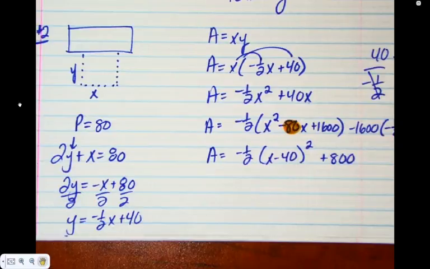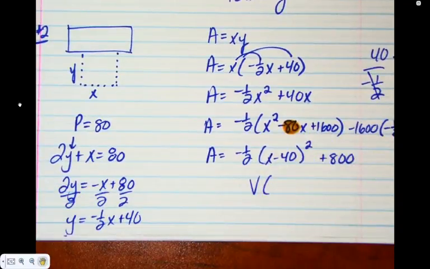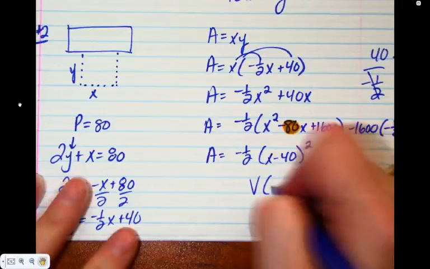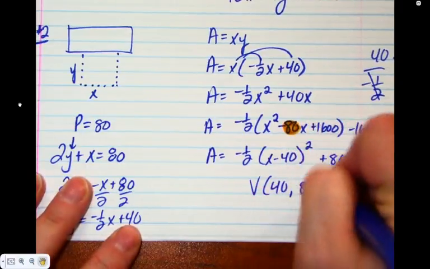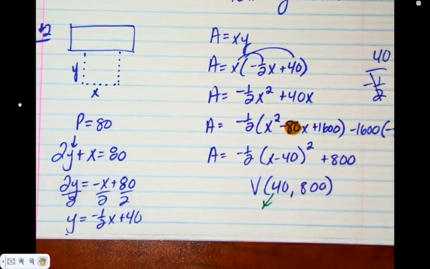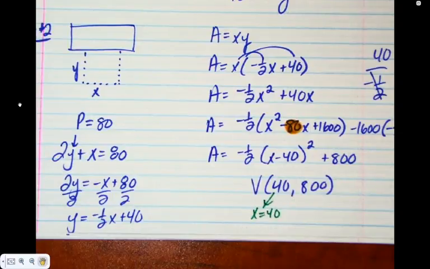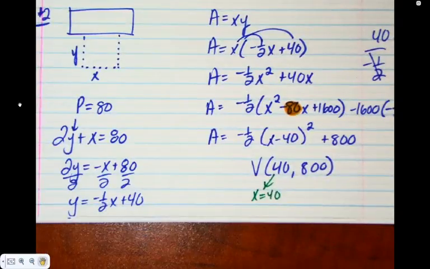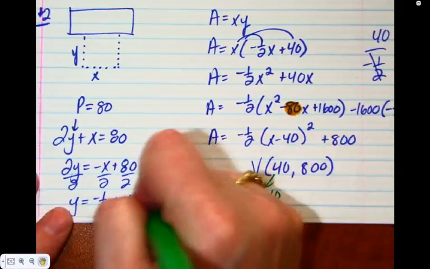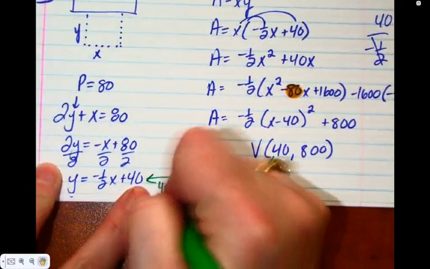X minus 40 is the binomial. Vertex. 40. Which number is important to us? What does the 40 represent? What do I not have? How do I find y? I'm just going to squeeze it in because I don't want to have to turn over.